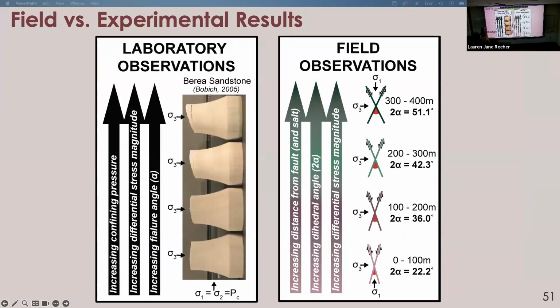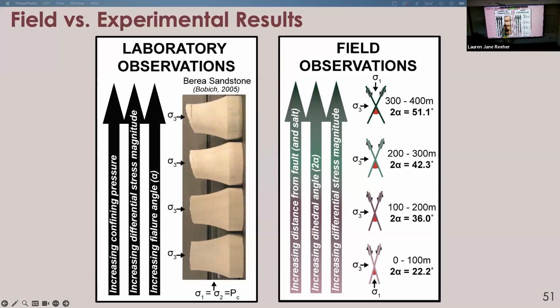We see the same trend in our field results with distance from the Valley City Fault. We see that the failure angles are systematically increasing, which leads us to think that this is related to an increase in differential stress as you move further from that salt sediment interface.